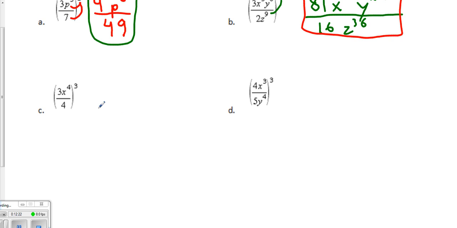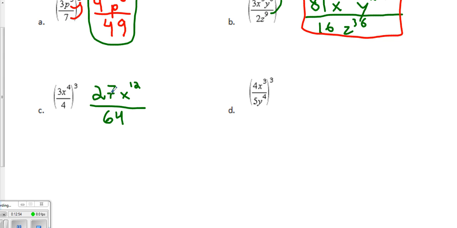Couple more examples here. 3x to the 4th over 4, all of that to the 3rd power. Well, the 3 gets applied to each piece individually. 3 to the 3rd power is 27. X to the 4th to the 3rd power becomes x to the 12th. 4 times 3 is 12. All over 4 to the 3rd power, so 4 times 4 times 4 is 64.